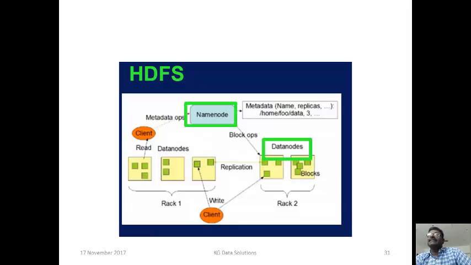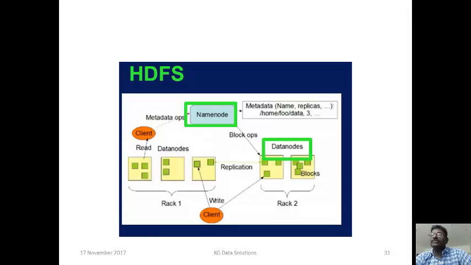So at a high level, if you see HDFS, the name node is the metadata, as I had told earlier. It will have the definition of all the data stored, and the data would be stored in the data nodes. You see rack 1, rack 2, rack 3. The data node is a physical place where the data would be stored, and the client will either read or write.